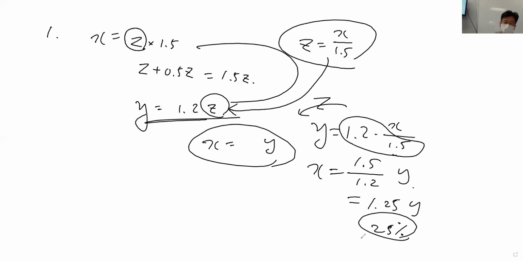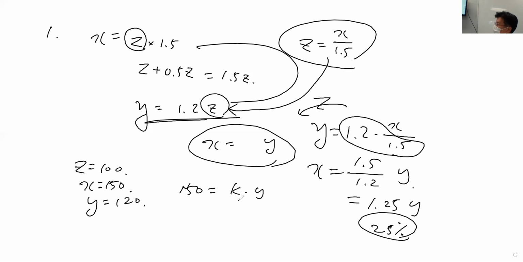And another way that you can do it is you can always plug in, okay? So x is 50% larger than z. Let's say z is 100, let's assume. And then x is 150. And then y becomes 120, right? Then it's really simple. What percent larger is x than y? So x is k times y, where y is 120, then k becomes 150 divided by 120, which is 1.25, so 25%. That's a much easier way to do it.